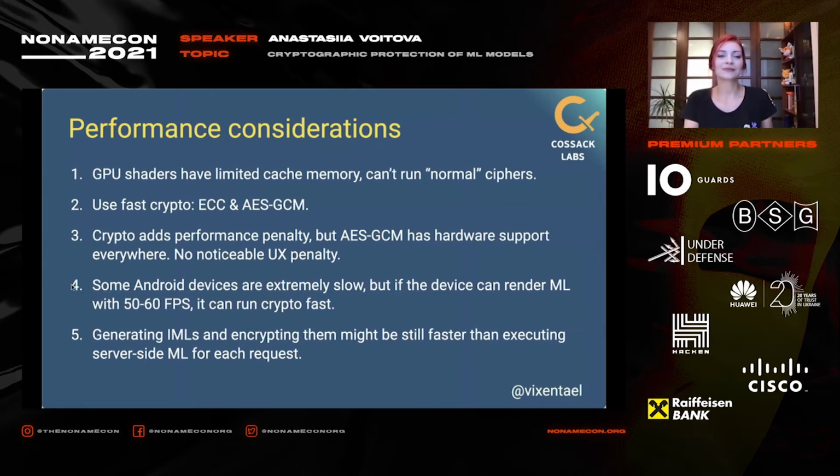The thing here is, if your mobile devices can run CoreML models with quite high FPS, without noticeable changes for people, it usually means that your mobile devices can do cryptography really fast, right? So again, no noticeable UX changes. And generally speaking, generating these individual machine learning models on the backend, encrypting them, sending them, and decrypting on the client side might be faster than the previous approach this company used, executing models on the backend.